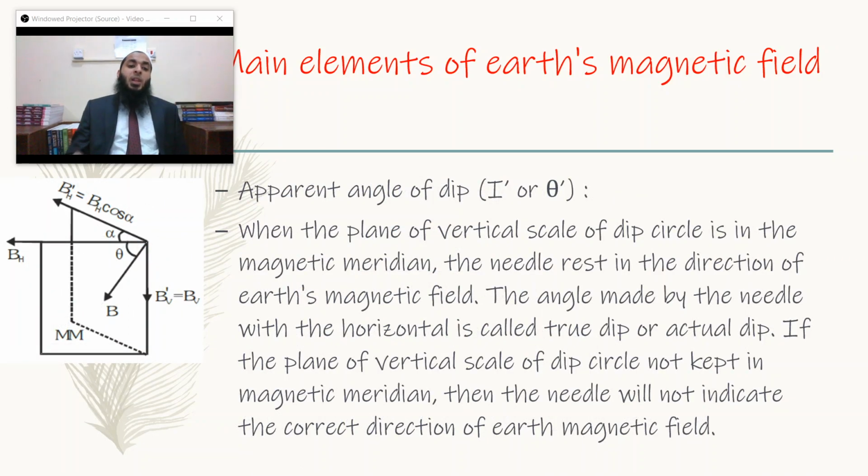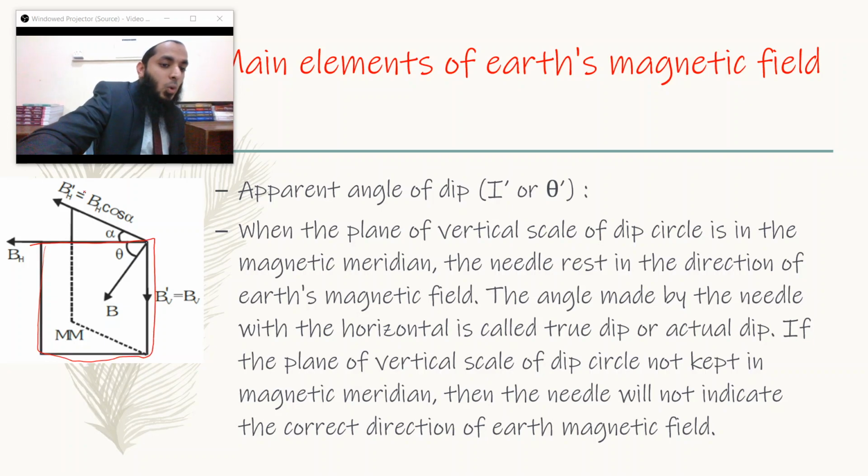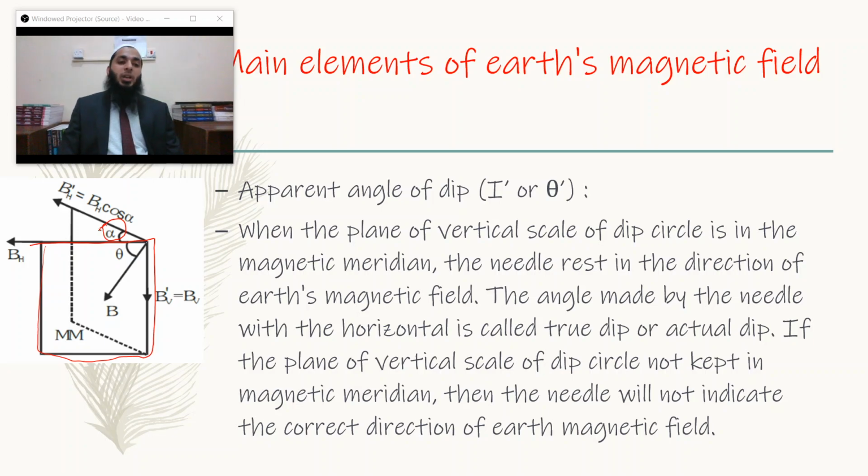Let's proceed. Now, apparent dip. Now this is the main crux of this topic. Here, this plane is the magnetic meridian. What is the plane shown behind that? Is it the geographic meridian? Not necessarily. It can be any vertical plane. So any vertical plane which is inclined at an angle of alpha with the magnetic meridian is shown over there. So what you want to find is the angle of dip along that direction.